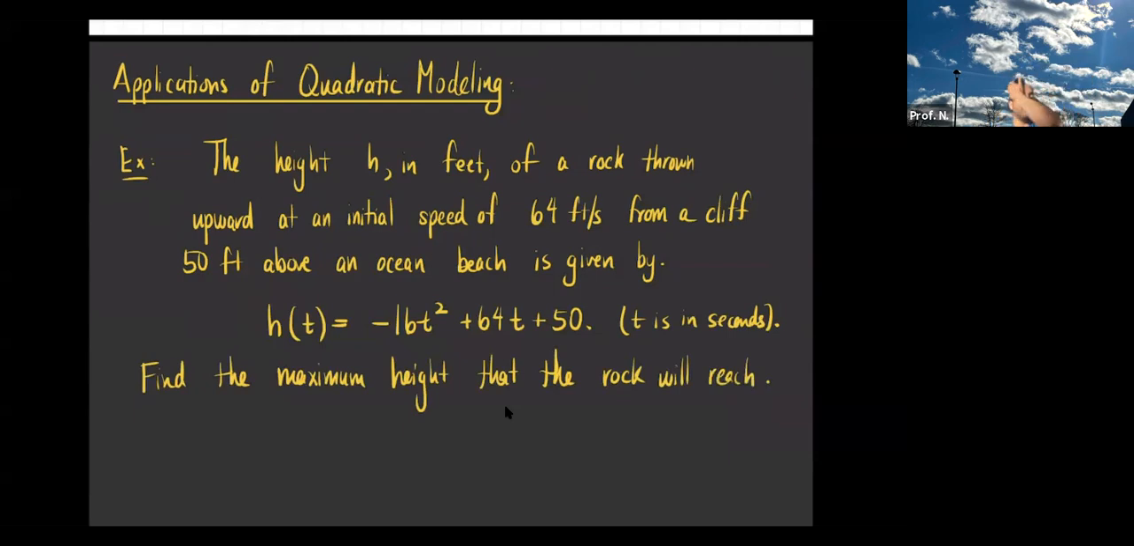Okay, so this is a scenario. Somebody's at the top of a cliff that's 50 feet above an ocean, and they just throw a rock randomly in the air with an initial speed of 64 feet per second. And now they're asking us, find the maximum height of this rock, since the rock has this equation that represents the height with respect to time. This is a simple physics problem that we can solve using quadratics. And a lot of physics problems deal with mathematics like this.